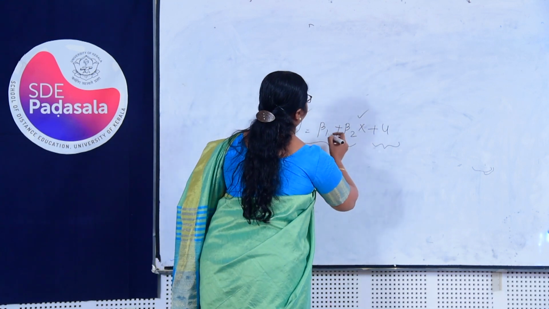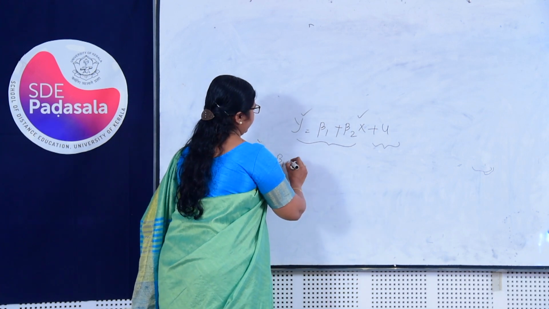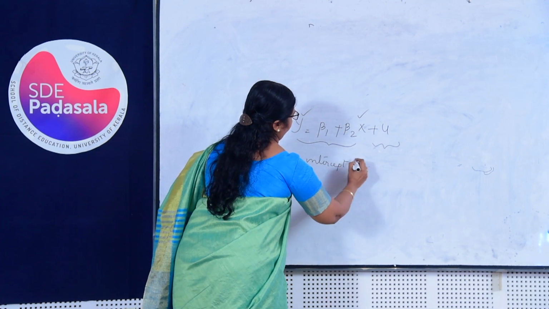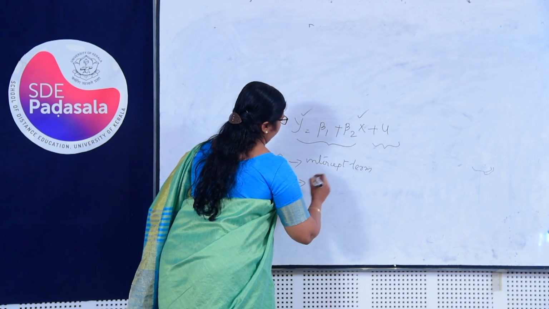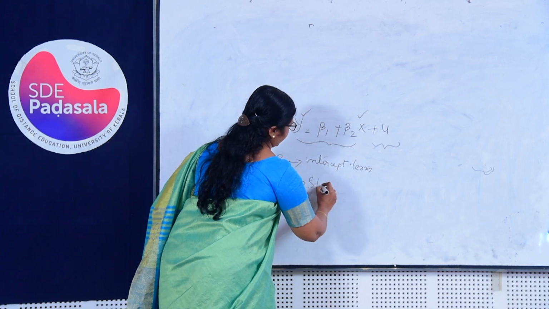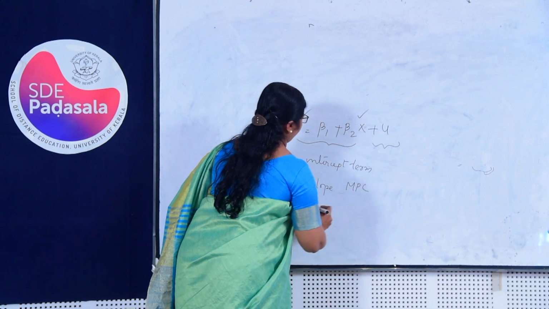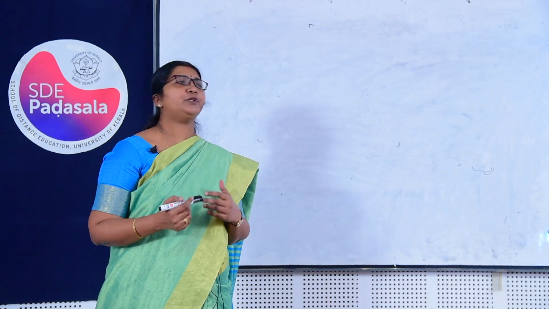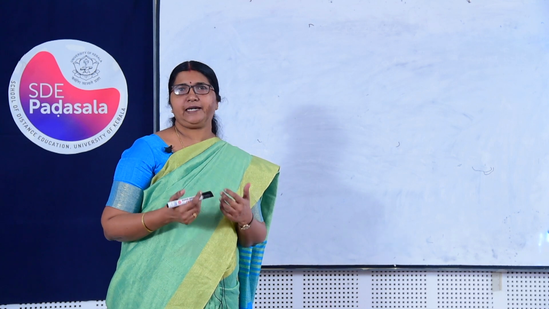So, here again beta 1 is the intercept term, and beta 2 is the slope term which shows the marginal propensity to consume. Fourth step is obtaining data. So, in order to estimate the parameters of the model, we have to collect data.